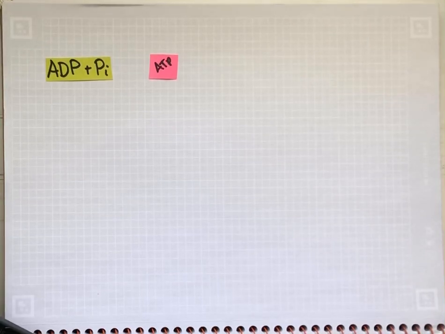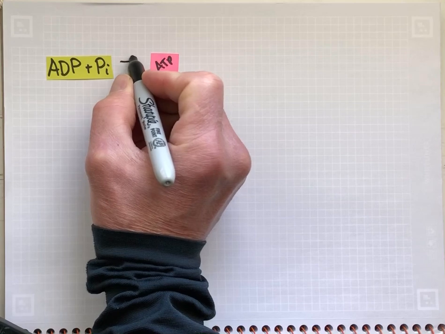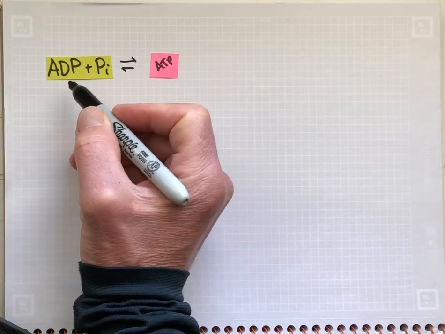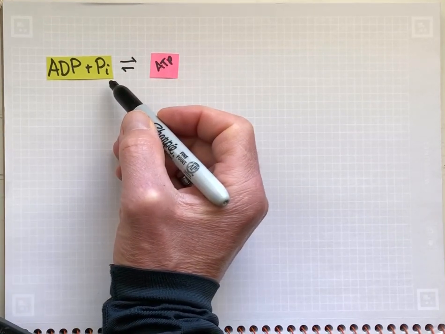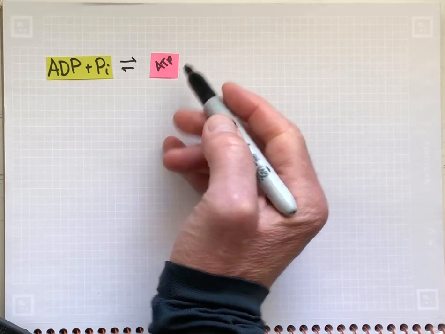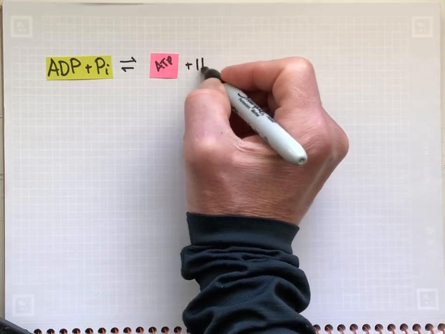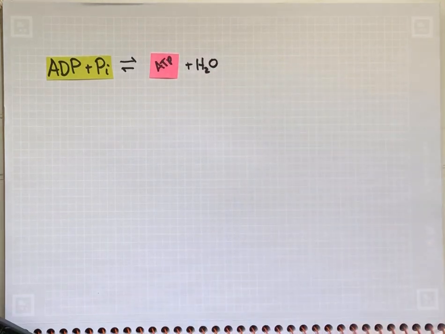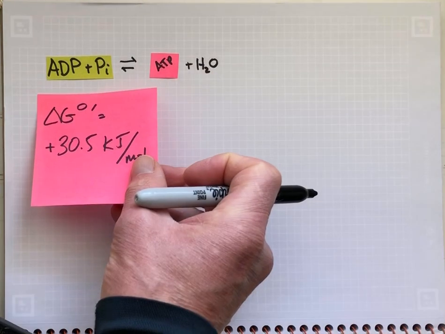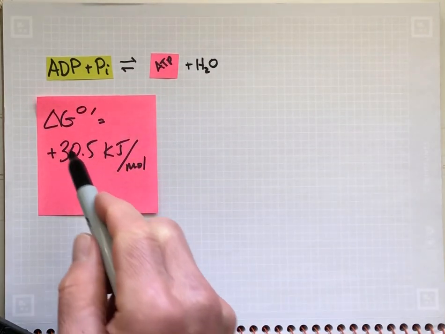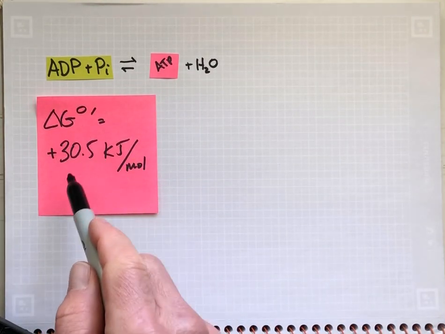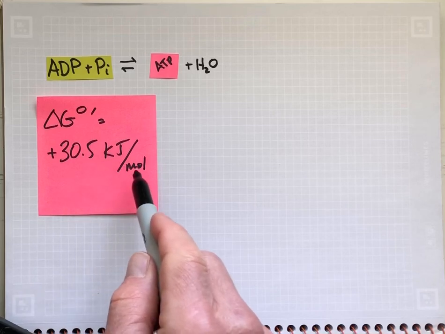So with this video, you will understand the true energetic cost of making ATP. The synthesis of ATP uses reactants ADP and inorganic phosphate. And we fabricate ATP, and this involves generation of water, so we can include that as part of the reaction. The advertised cost of this reaction is delta G under standard conditions of 30.5 kilojoules per mole.